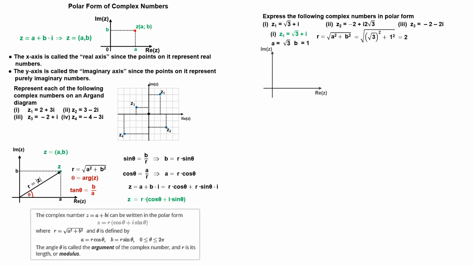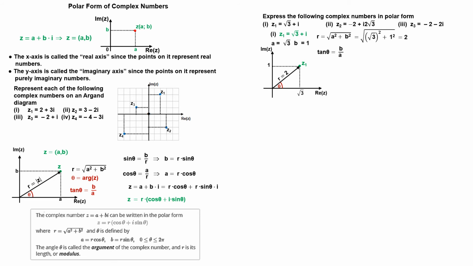Step 2. Find the argument of complex number z1. To find the argument, it's advisable to draw a diagram. We plot the complex number by moving square root of 3 units to the right on the real axis and 1 unit up parallel to the imaginary axis.